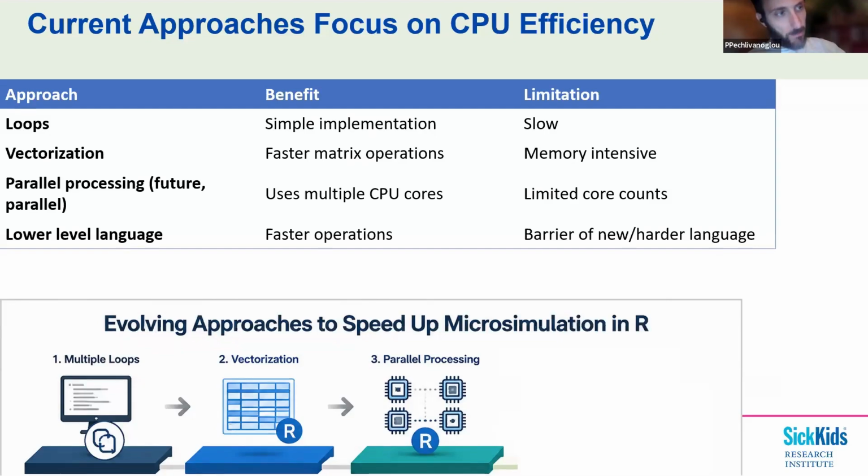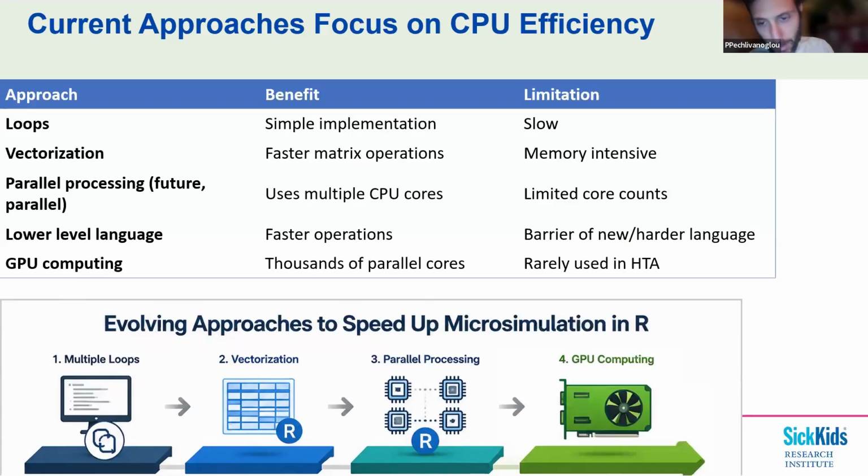Another approach that has been also tried is parallel processing, of course, with packages like Future or Parallel, which nowadays with multiple CPU cores increases the efficiency. But again, you have memory constraints sometimes. And you can also use lower level languages, and that will result in faster operations, but that creates a barrier for new users because you are now introducing a harder language to learn. So we moved from the multiple loops to the vectorization approach, and from there to parallel processing.